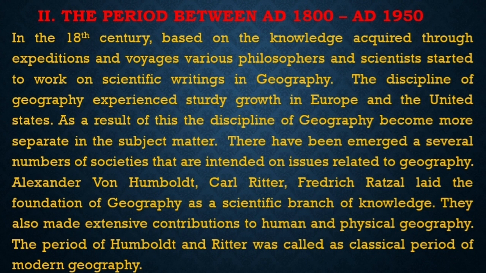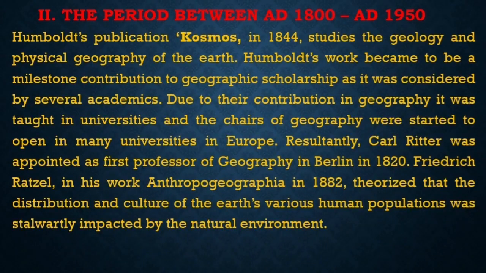Alexander von Humboldt, Carl Ritter, and Friedrich Ratzel laid the foundation of geography as a scientific branch of knowledge. They also made exclusive contributions to human geography and physical geography. The period of Humboldt and Ritter was called the classical period of modern geography. Humboldt's publication, Cosmos, in 1844, studies the geology and physical geography of the Earth. Humboldt's work became a milestone contribution to geographic scholarship, as it was recognized by several academics. Due to their contribution, geography was taught in universities and departments of geography started to open in many universities in Europe.